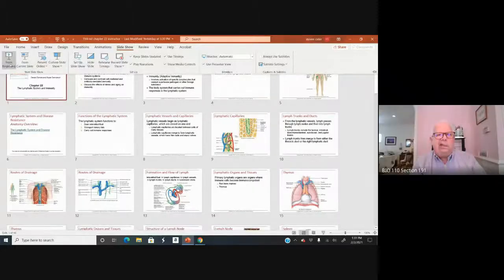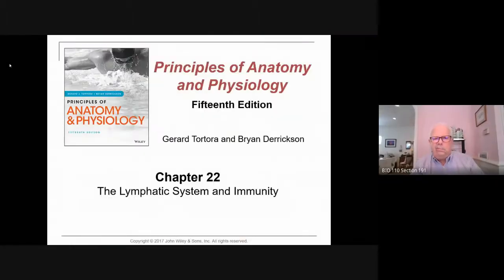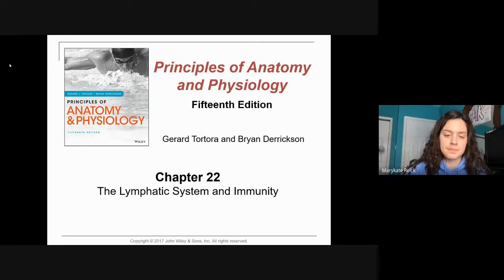The lymphatic system. All right? Everybody see that? Yes. Yep. Good. Okay.